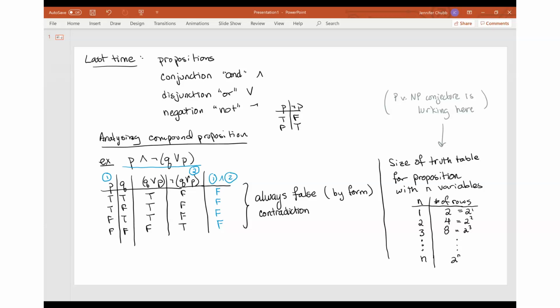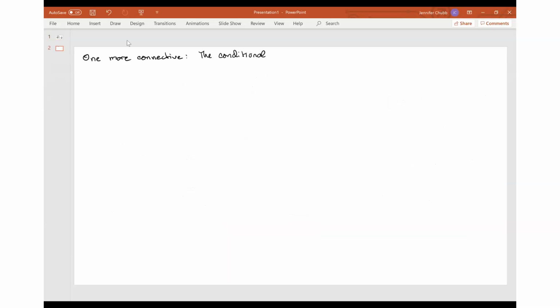Before we get into that, we have one more logical connective that we need to begin to understand, and that is the conditional statement. So we'll take two propositional variables, again P and Q, and the notation is P arrow Q, right? So instead of the V or the wedge, we have P arrow Q. We read this as P implies Q, or if P, then Q.